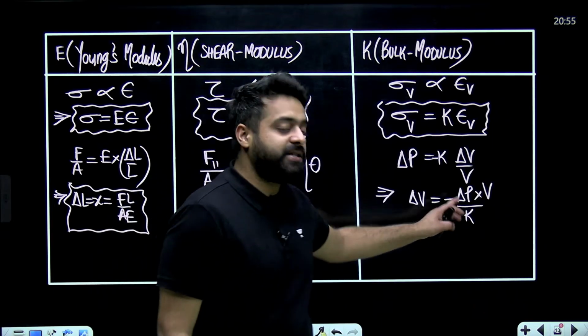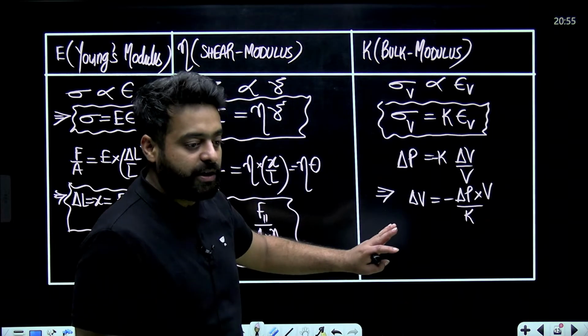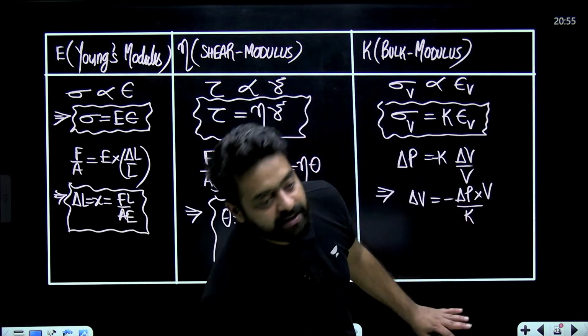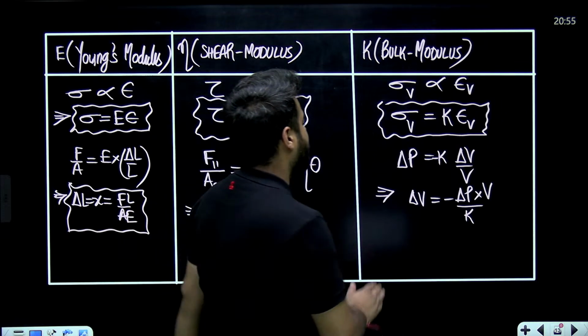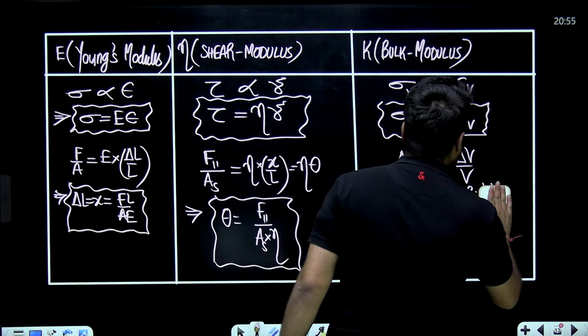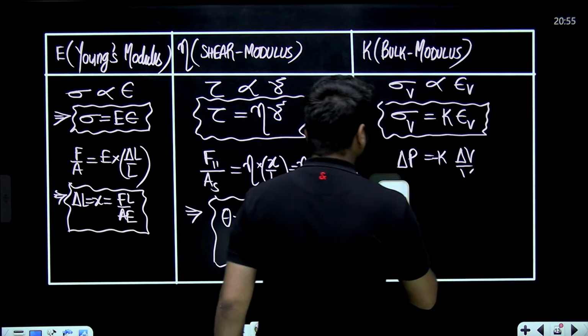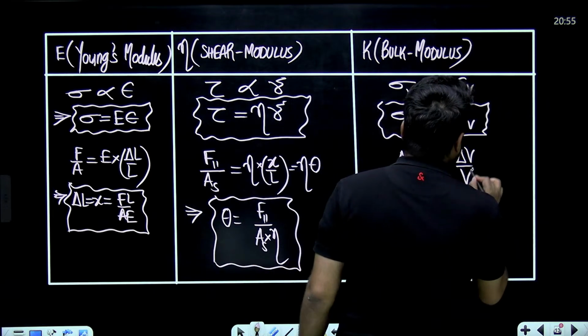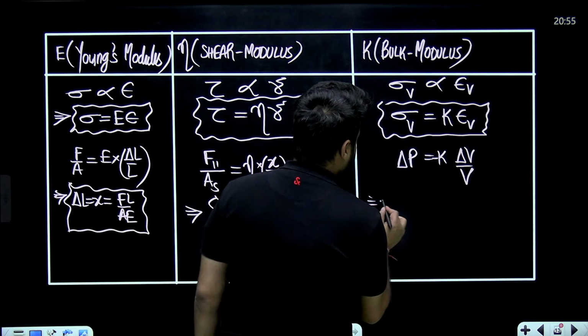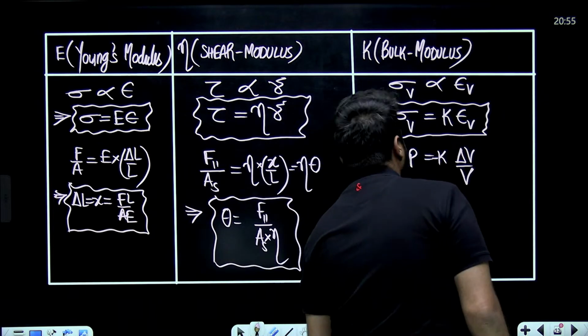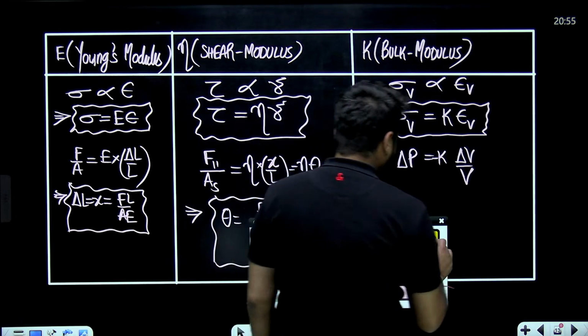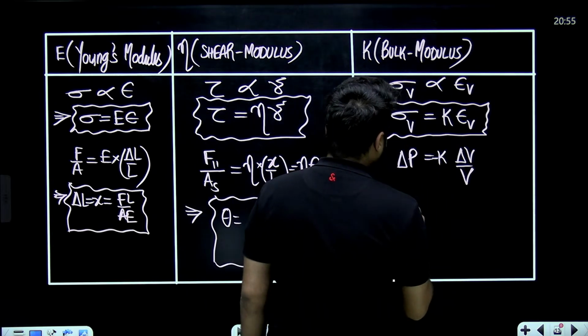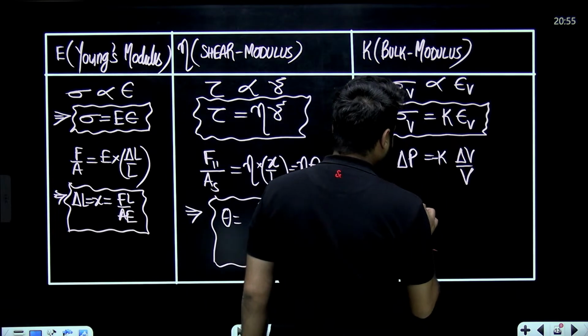Minus shows whether the change in volume is negative or not. If it is negative, it comes out as negative only. But this is not important when you talk about problems. I'll show you, don't worry. What is the most important part here is this. Please see this part. One more parameter is being defined here, that is called compressibility.